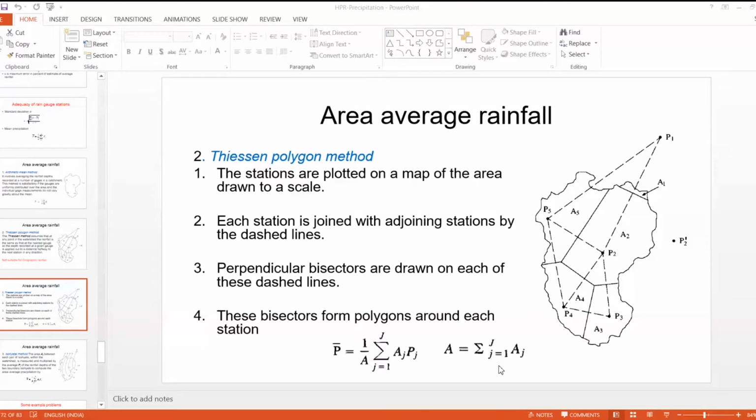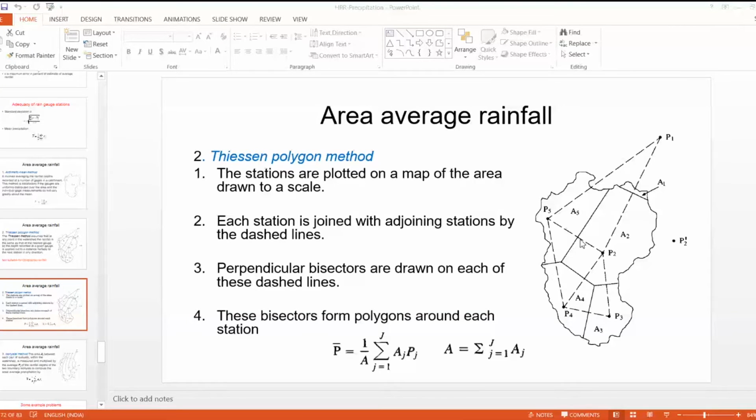Another disadvantage of this Thiessen polygon method is, suppose this is a network of rain gauge stations in this catchment area. Suppose we have added one more rain gauge station, or otherwise we have removed one rain gauge station. In those circumstances, we need to draw this Thiessen polygon again. I mean, we have to again divide the catchment area into a number of polygons. Okay, so this is a tedious job.